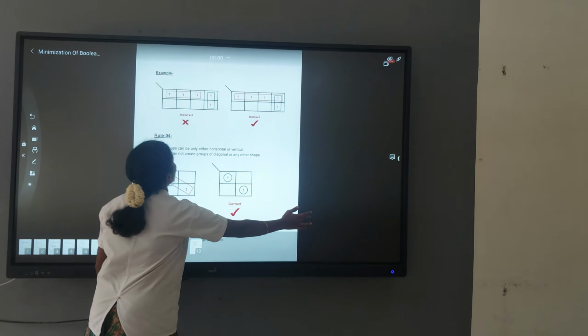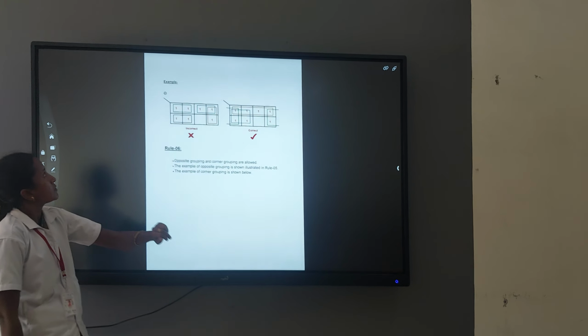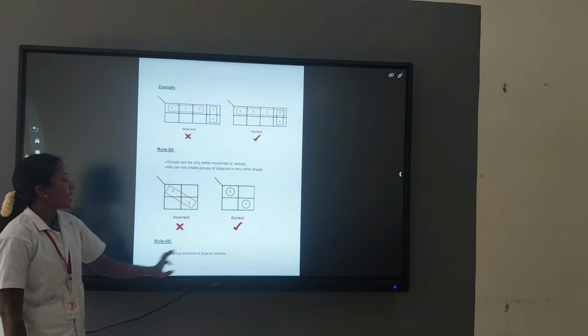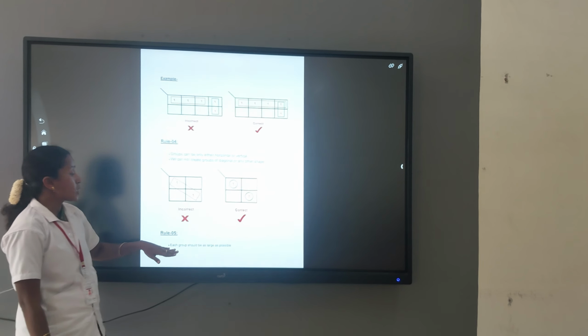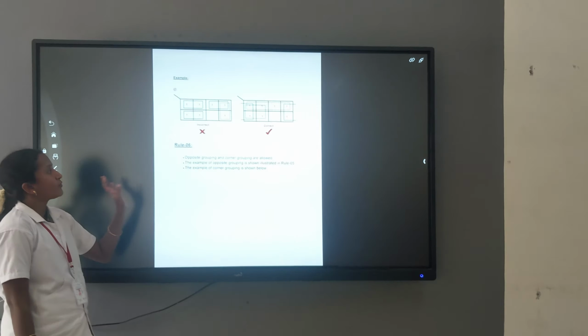So next one is rule number 5. Each group should be as large as possible. That is the rule number 5. Each group should be as large as possible. This is an example for rule number 5.